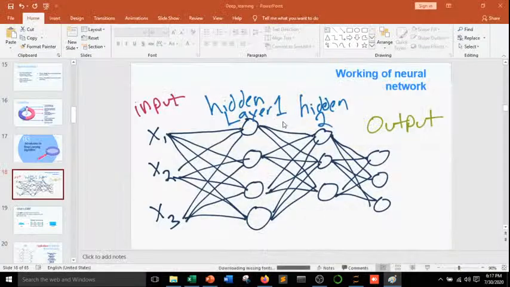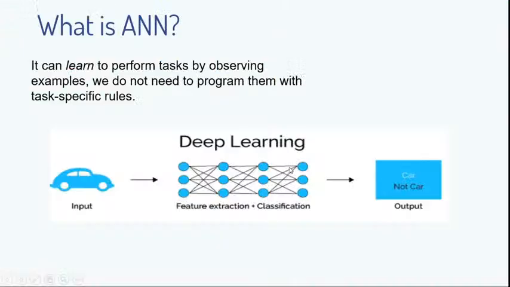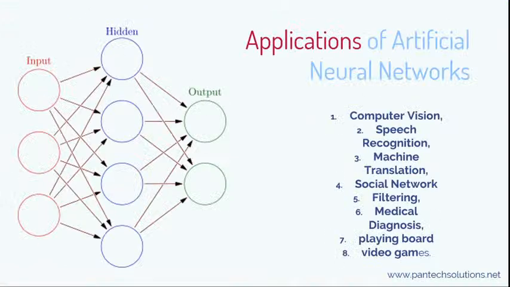This is the thing we are doing here, but each line has a unique weight. Based on that unique weight, the neurons will act. Okay, then next, this is all about the artificial neural network.